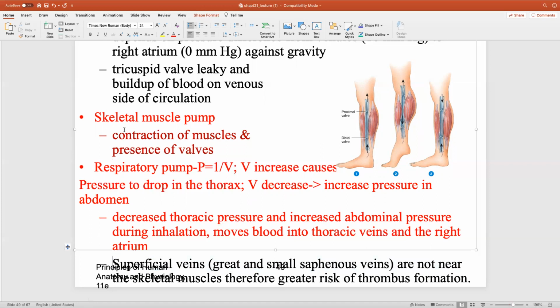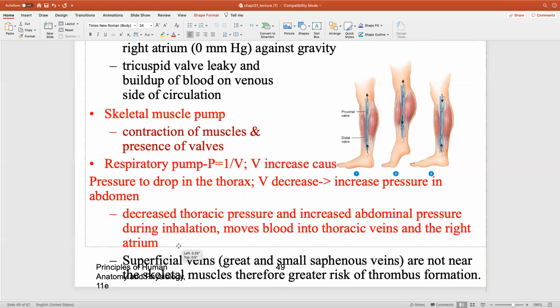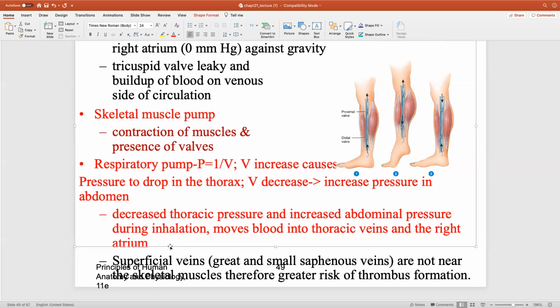So there's these two pumps, along with the veins and the valves found in the veins, that allow us to move blood back to the heart against the force of gravity, which is excellent. And I'll stop right here.